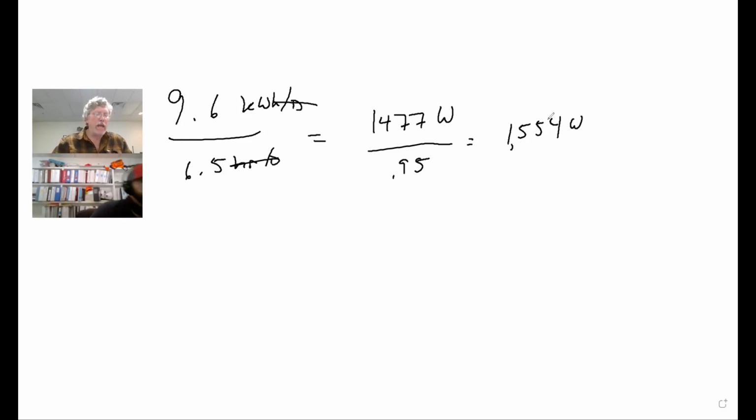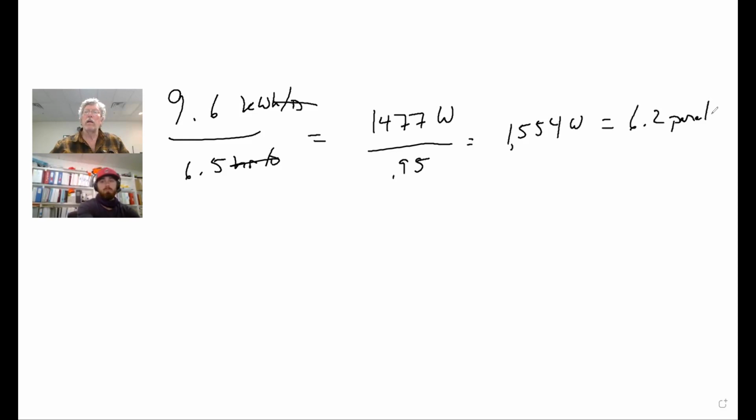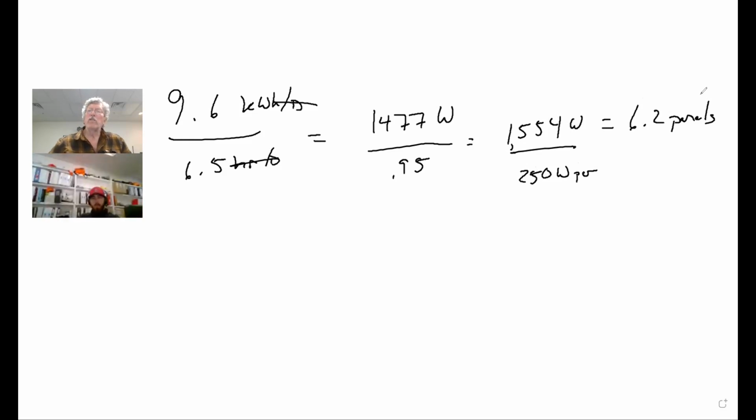But the question was how many panels? And we said that we're using 250 watt panels. So I divide this by 250 and I end up with 6.2. So I get 6.2 panels. And I got that by dividing 250 watts per panel. And the question was, how many panels do I need to fully service the load? So I would have to round up. So the answer is going to be 7 panels because you can't use part of a panel. So my answer here is going to be 7 panels.